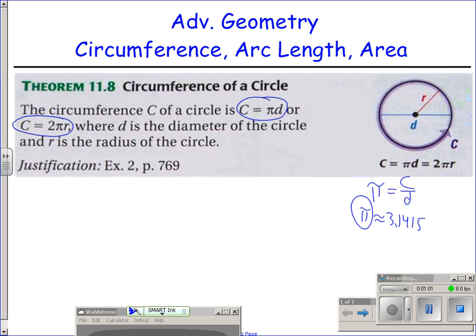Don't use 3.14. Use the pi button on your calculator. It's going to be more accurate. Okay, so pi times the diameter or 2 pi times the radius gives you the circumference. The circumference is basically a perimeter. It is the distance around a circle, from one point all the way around back to that same point. That's what a circumference is.